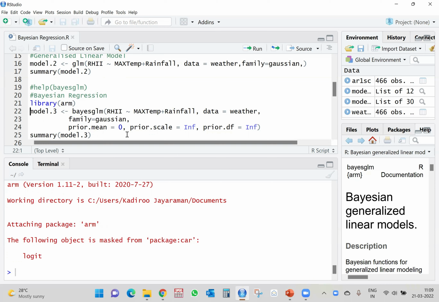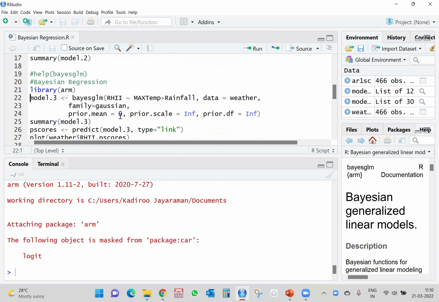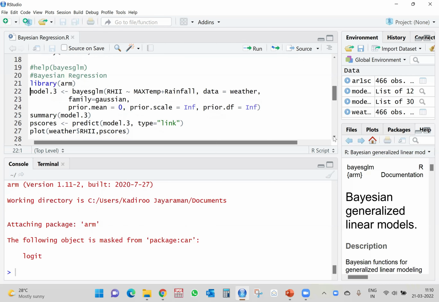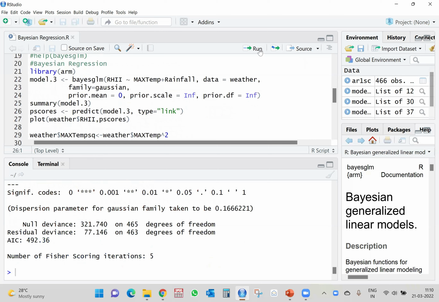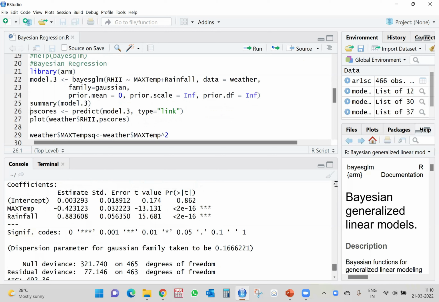It is possible to specify some priors here, but in the absence of any other information, we may go to default values. The prior mean is set as 0 for the parameters, and similarly default values for the variance parameters. Prior.df equals Inf indicates that the residuals have a normal distribution. And we fit that model and get the summary. The results are similar to those of GLM.